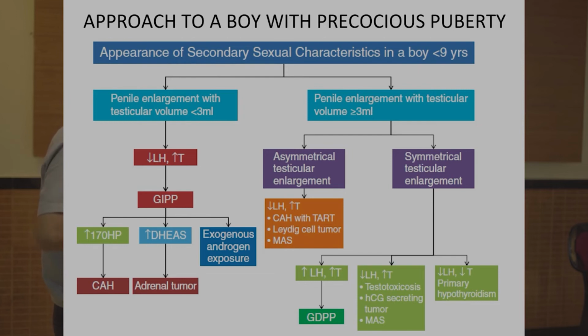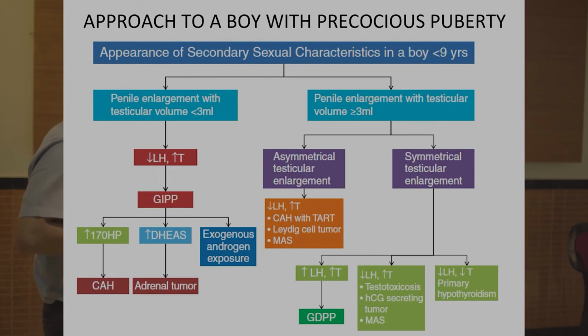Then if it is independent, we have to go for 17-hydroxyprogesterone, in the 8 am morning sample. If it is increased, then it is congenital adrenal hyperplasia, where the cutoff is 10 nanogram per ml. If the DHEAS is quite high, sometimes they say 700 to 500 microgram per dl, then it is suspicious for adrenal tumors. And also look for any exogenous androgen exposure as an independent cause.